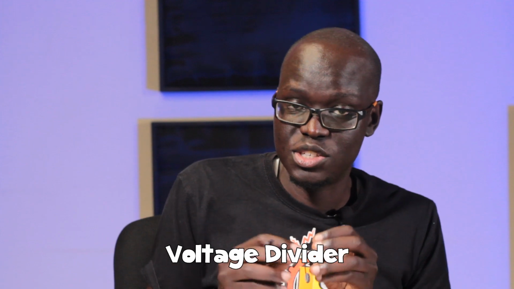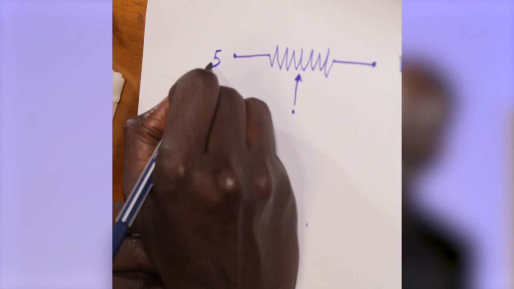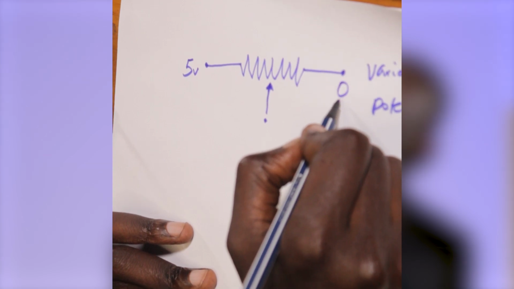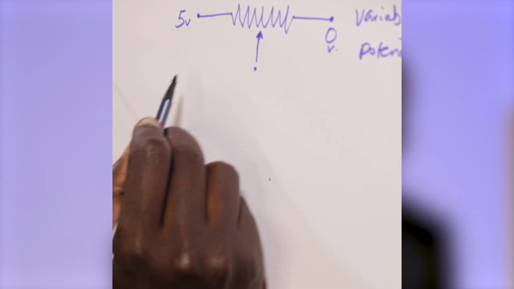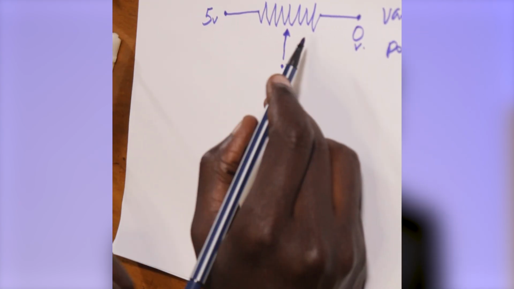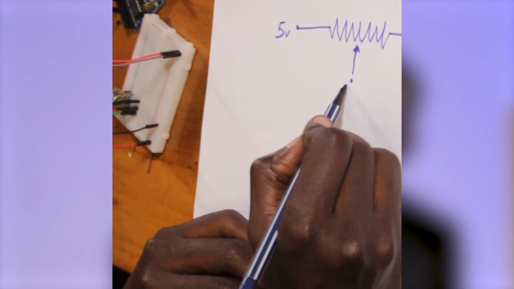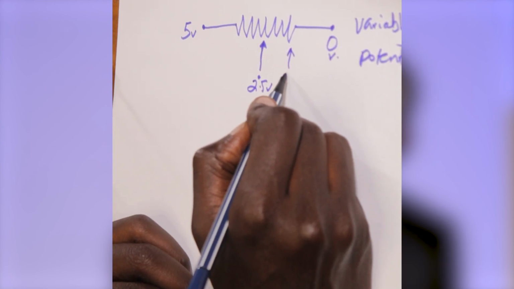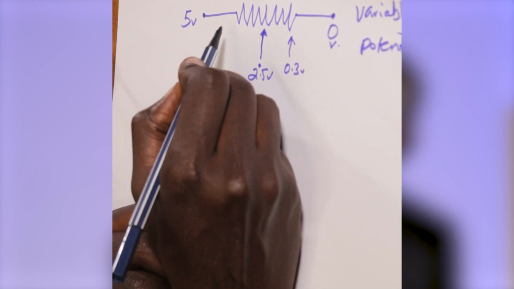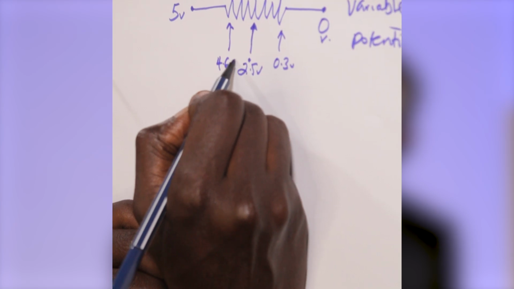And a voltage divider is a special type of electronic circuit that basically divides voltage. So if you have 5 volts coming out of here and 0 volts coming out of here, then at any given point, depending on how this thing is rotating, you'll be able to get a variable voltage coming out of here, right? So maybe if it's in the middle, you may be getting 2.5 volts. And if it's somewhere here, you may be getting 0.3 volts. And if it's somewhere here, you may be getting 4.6 volts.